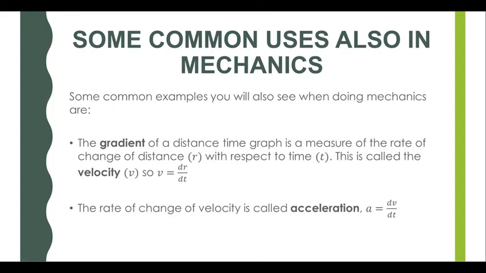You'll see this a lot in mechanics. So for example, the gradient of a distance time graph is a measure of the rate of change of distance with respect to time, which is also known as velocity. So v, velocity, is equal to dr over dt. The rate of change of velocity is called the acceleration. So acceleration, a, is equal to dv over dt, the rate of change of velocity over time.